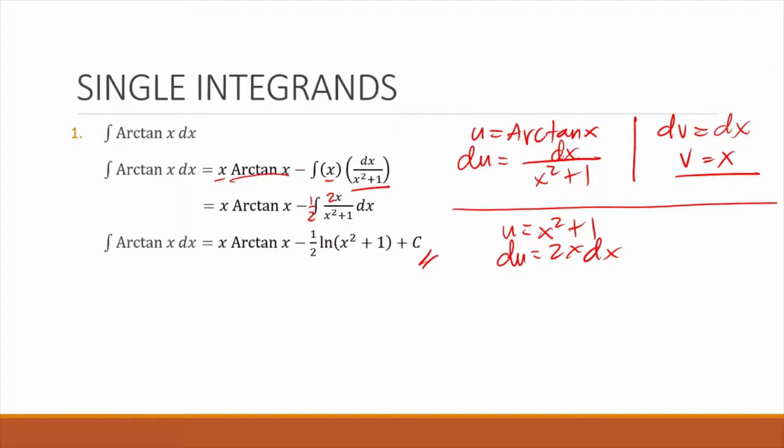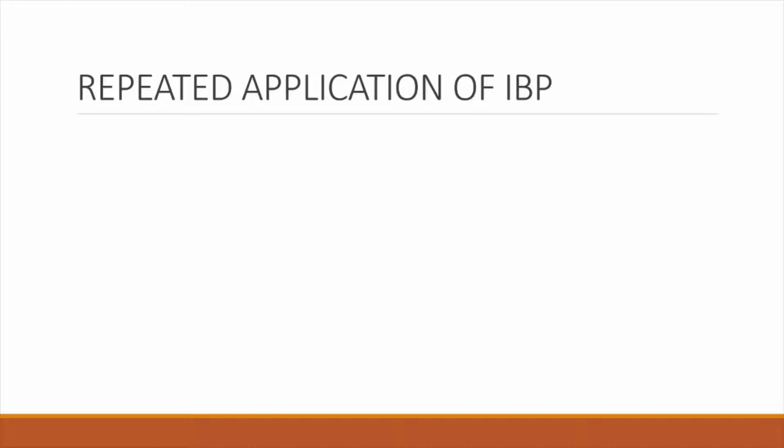Okay, so next, repeated application of IBP. So application of IBP more than once. All right. So this will be applicable if the resulting integral is still integrable using IBP. Okay, so we are allowed to use IBP more than once. All right, so we have here an integral of x squared cosine x dx. So let's refer to LIATE for this one.